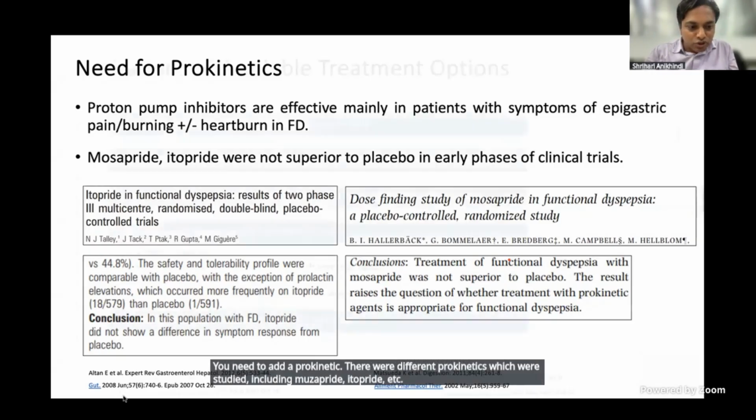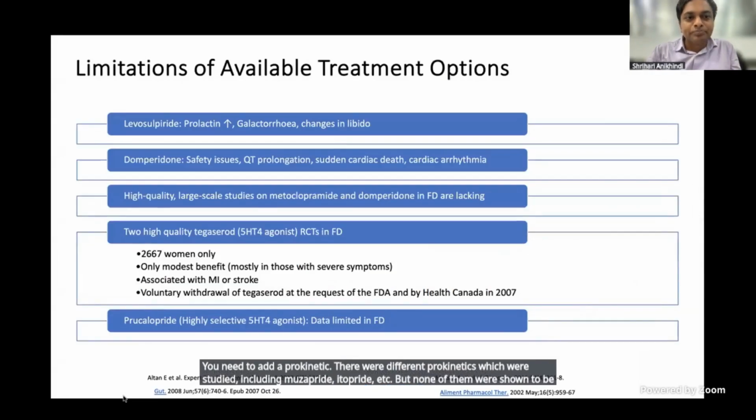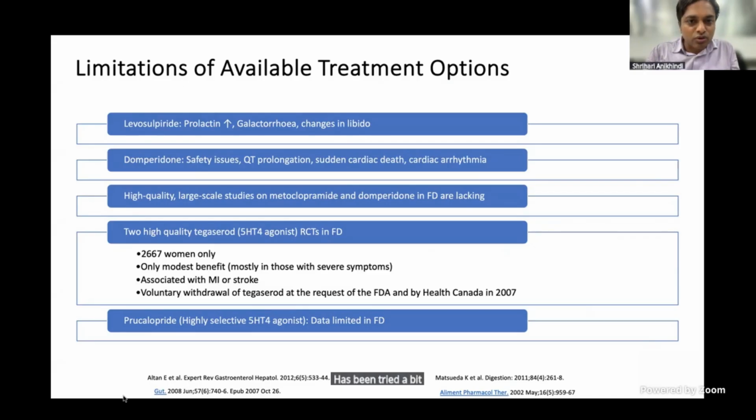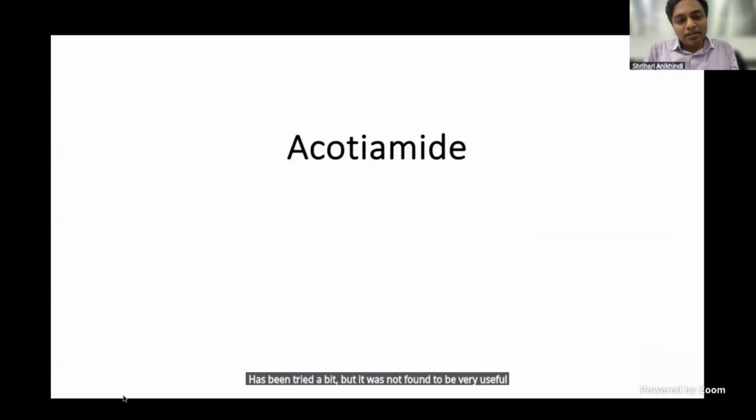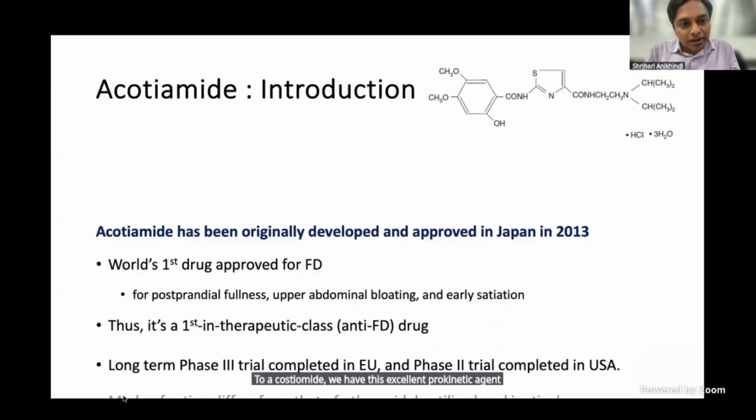But none of them were shown to be very useful. Levosulpiride was tried, but there were a lot of side effects with levosulpiride. Domperidone again had a lot of side effects. Metoclopramide, prucalopride has been tried a bit, but it was not found to be very useful. That is when most of us switched to acotiamide. We have this excellent prokinetic agent available in the market.